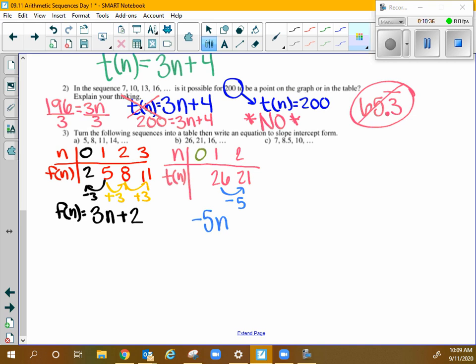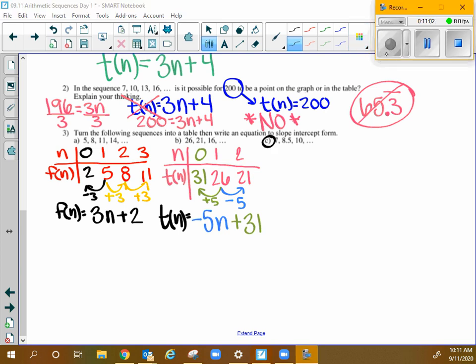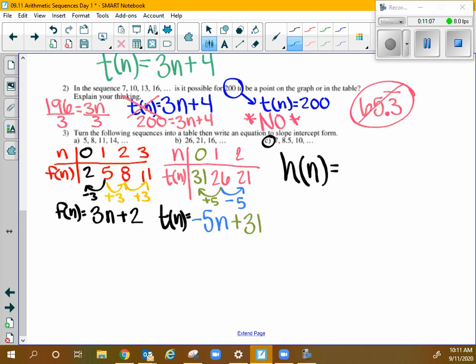So now I've got that. I need my y-intercept. So what am I going to do? Add 5. And what is it? 31. So your function, I use t of n. So t of n equals -5n plus 31. Y'all do C. So whatever letter you chose, what was your function? 1.5n plus 5.5. Very good.